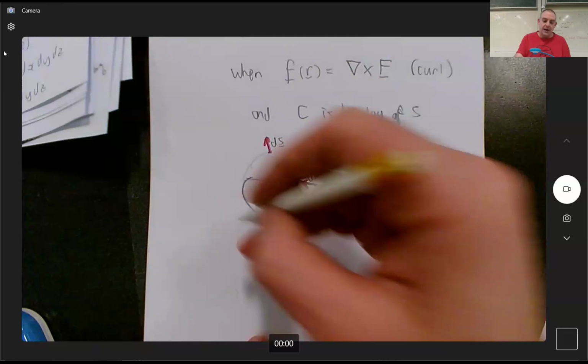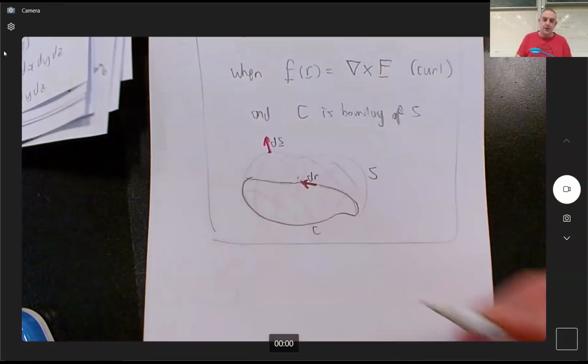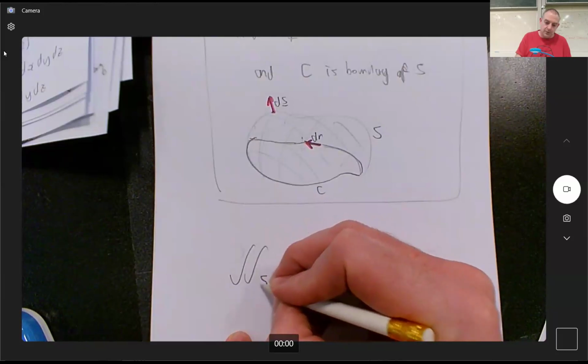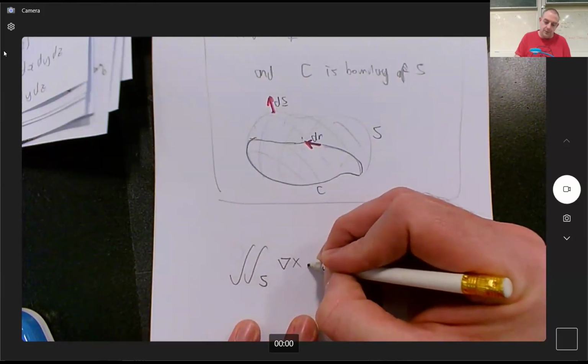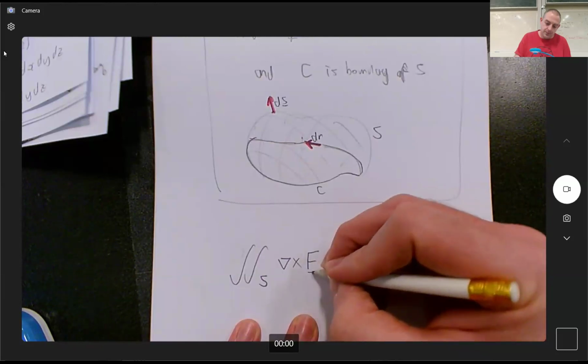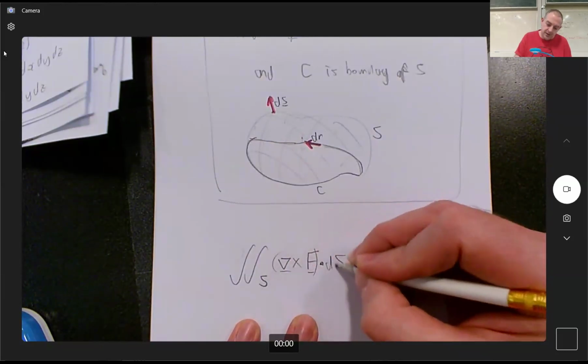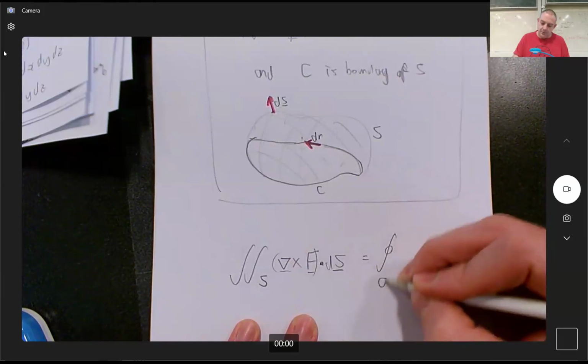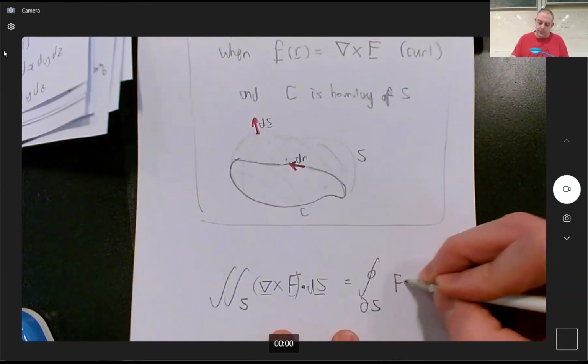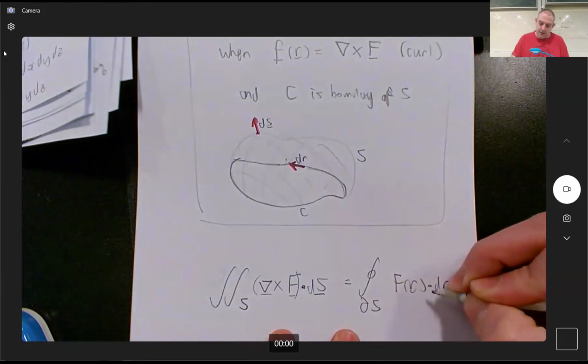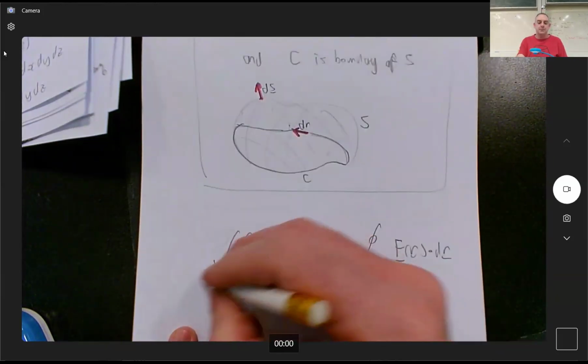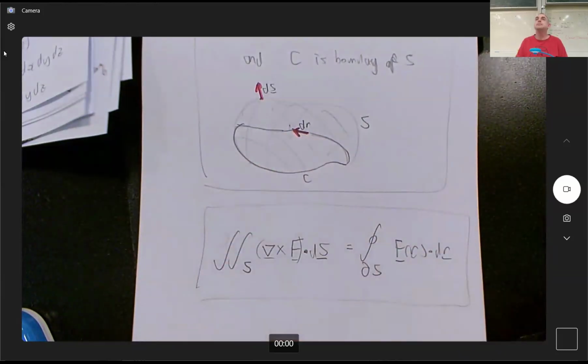And the short version of that is the double integral across the surface of the curl of f dot ds is like that. That's the short version. Okay. Yes. Oh, yeah, it's a bit dodgy.